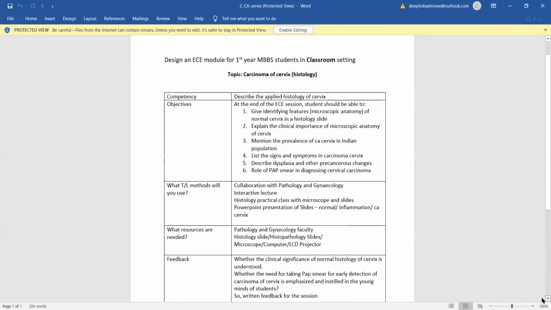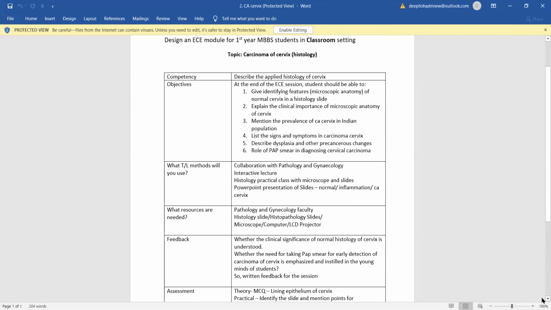The topic for the ECE module given was carcinoma of cervix, histology of carcinoma of cervix. So the objectives for this ECE module that we have formulated are, at the end of the ECE session, students should be able to first give identifying features, microscopic anatomy of normal cervix in a histology slide. Second, explain the clinical importance of microscopic anatomy of cervix.